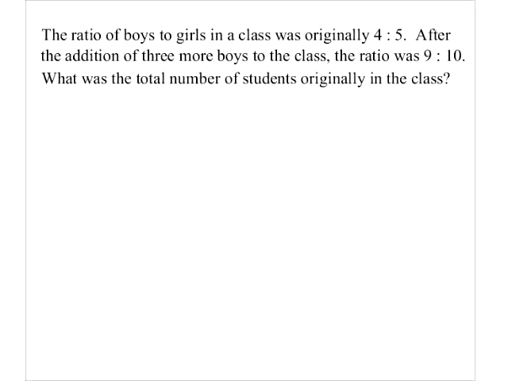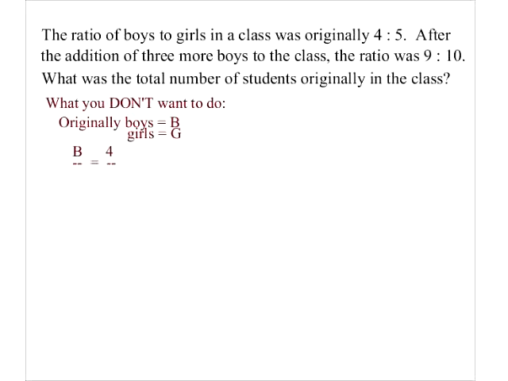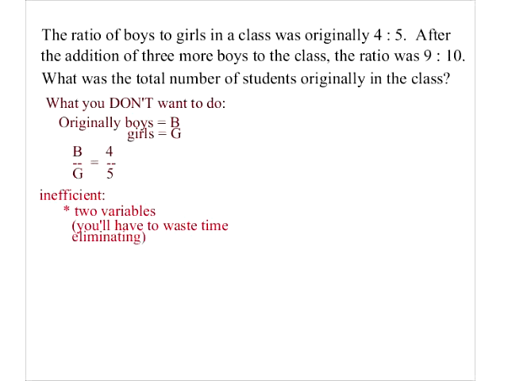So here's what you don't want to do. What you don't want to do is to say originally boys were B and originally girls were G, and then to set up this sort of proportion where you say B over G is 4 over 5. This is what you don't want to do, because this is very inefficient. What's going to happen with this is you're going to have to waste your time substituting because you've got 2 variables. So you'll have to waste time getting rid of one of the variables. And on top of the 2 variable setup, you'll have to use fractions. So this is really ugly.